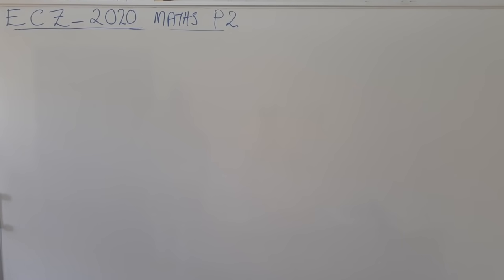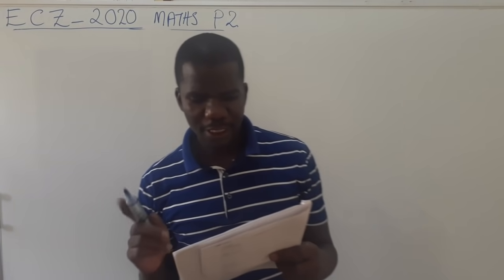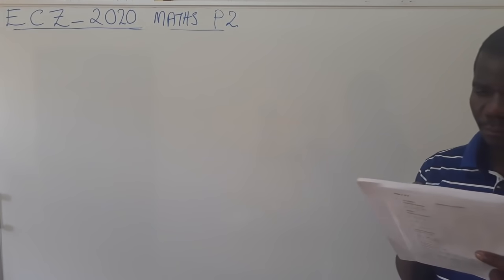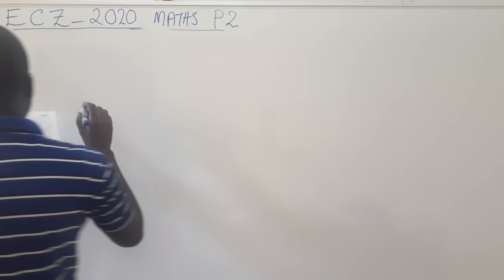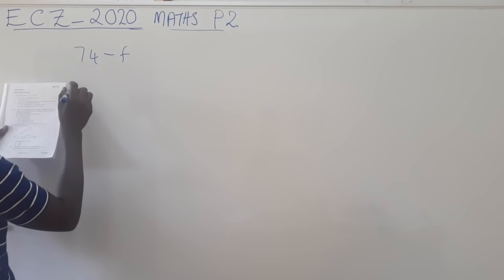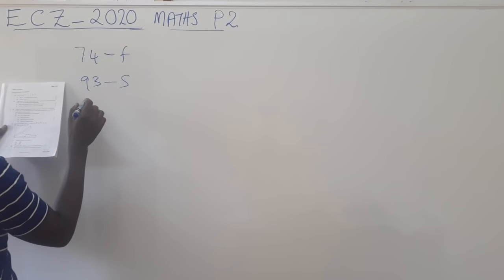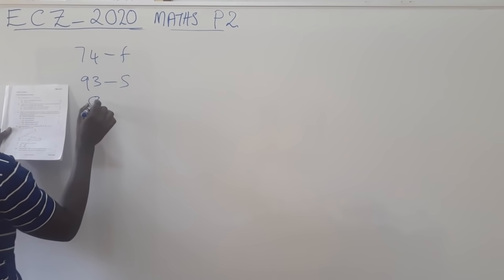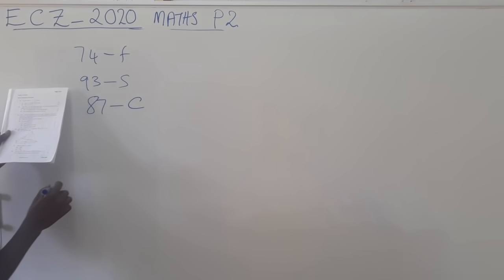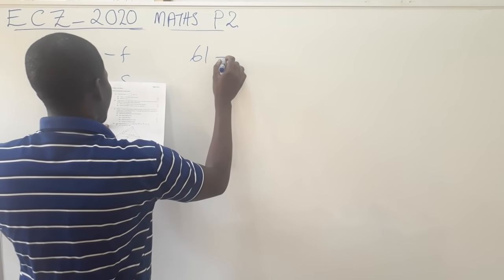Okay, so we read the question. The question says, of the 115 students who attended an end of year party, 74 took Fanta, 93 took Sprite, and 87 took Coke. Okay?